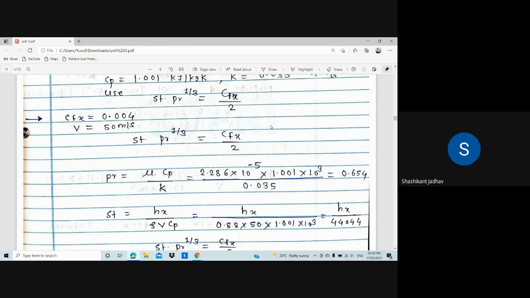But they haven't given the value of Hx. Our aim is to calculate the value of Hx, so Hx is unknown to us. Rho is given, V is given, Cp is given. So Stanton number is equal to Hx by 44044. Then we have to use the relation, and in that relation we put this value and find out the value of Hx.